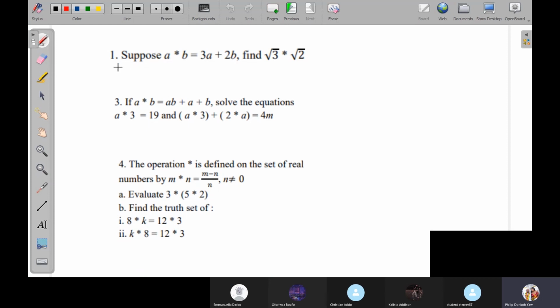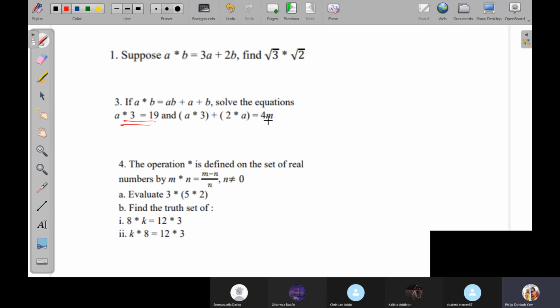So we have some work examples here. Suppose A star B is equal to 3A plus 2B. Find the value of square root of 3 star square root of 2. We've tested it, so I believe you know how to go about it. Then question number 3 says that if A star B is defined as that, solve the equations as you can see there. So we have A star 3 equal to 19. That's one equation that you are solving. And the other equation is A star 3 plus 2 star A equal to 4M.